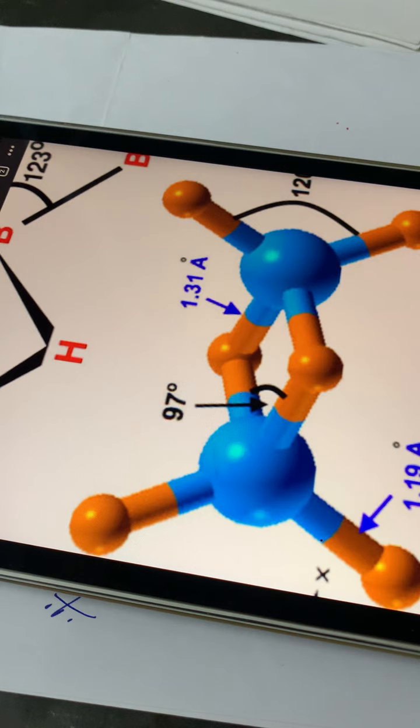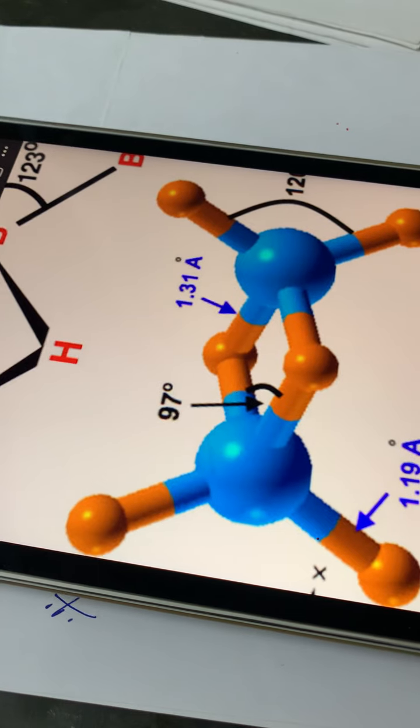Okay, so this structure you have to keep in your mind. The structure of diborane is very important as far as your examinations are concerned. Hope you are clear with the structure.